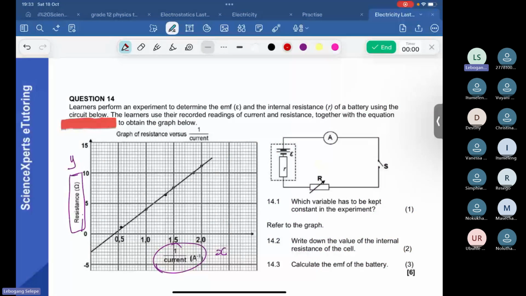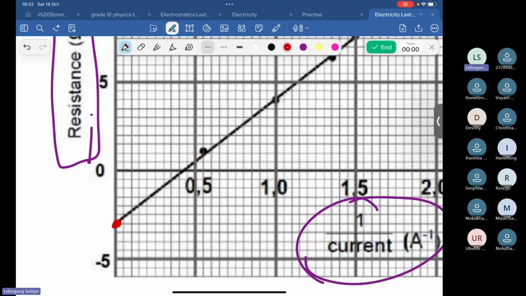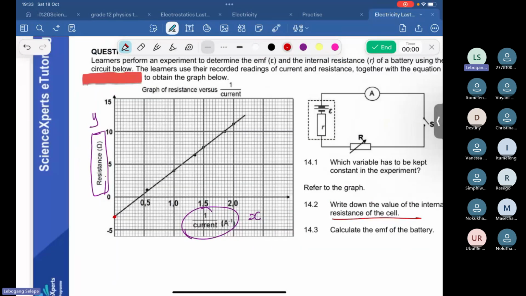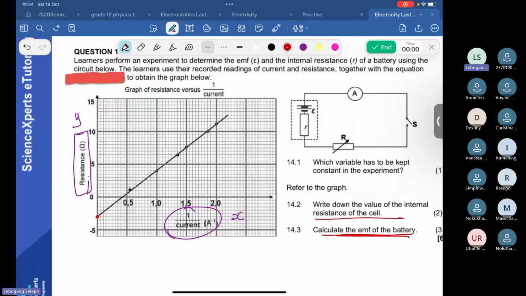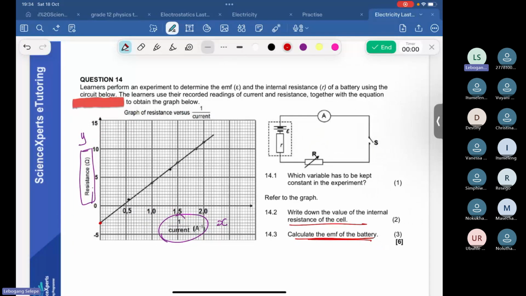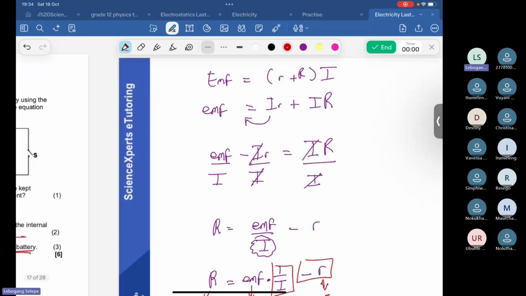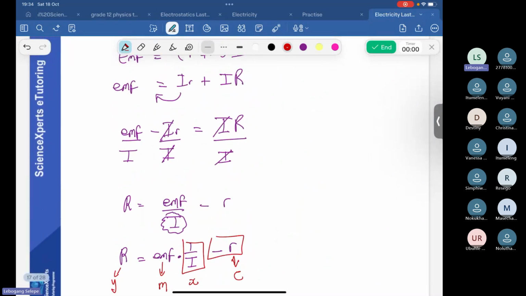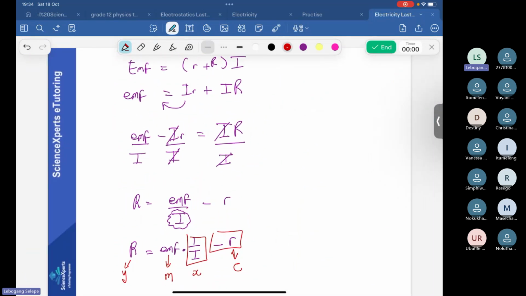A question would say, write down the value of the internal resistance. You know that the internal resistance is the y-intercept, right? So you take the value here, it's your internal resistance. They would say, calculate the EMF of the battery. You know that you have to calculate the gradient of this graph. Once you found the gradient, it would be your EMF. I won't do that. I just wanted to show you how you approach the questions. Are we all on the same page?